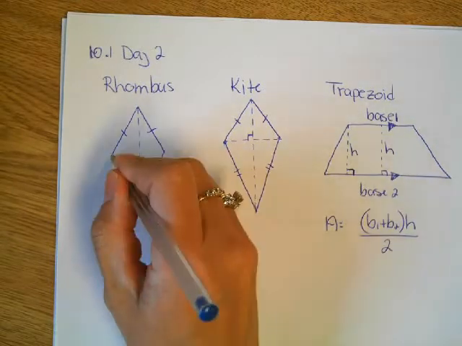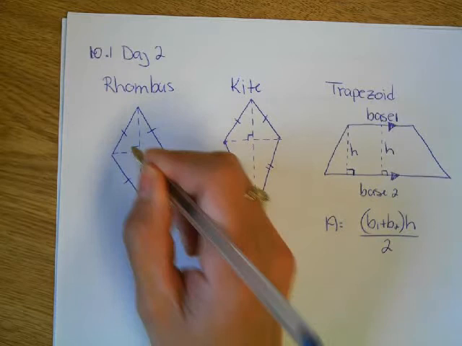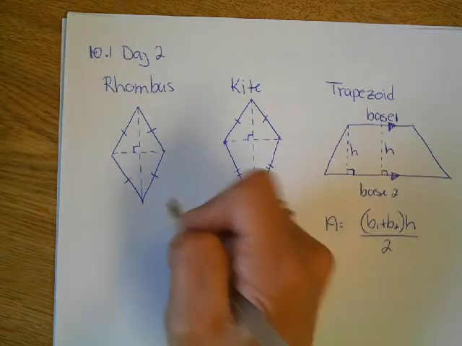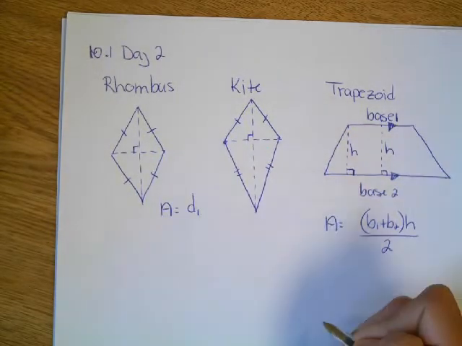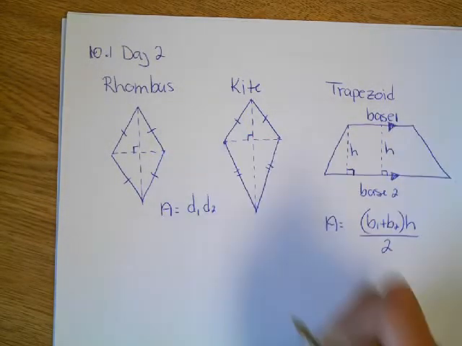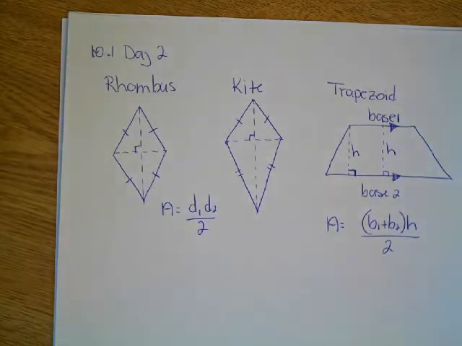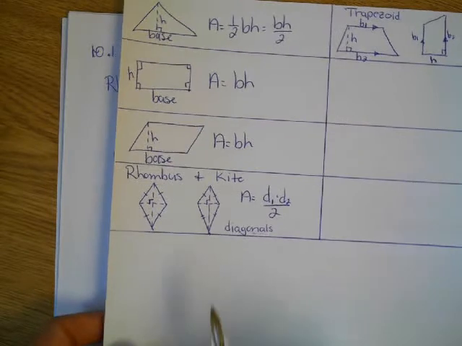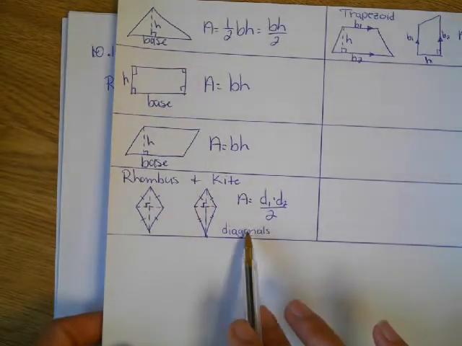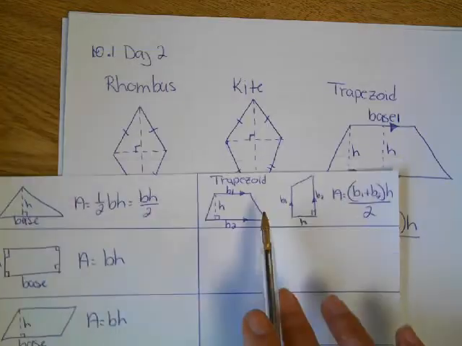Diagonal 1. Diagonal 2, and those are perpendicular also. So the formula for the rhombus and the kite is just diagonal 1 times diagonal 2, and again, cut in half. D1 times D2 cut in half. So, I put those on my card already. Put the rhombus and kite in one spot. Instead, talking about diagonals here, D1 times D2 divided by 2.